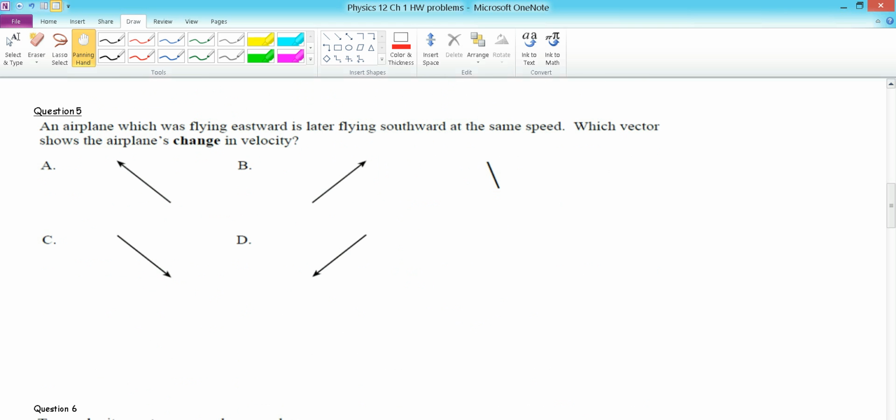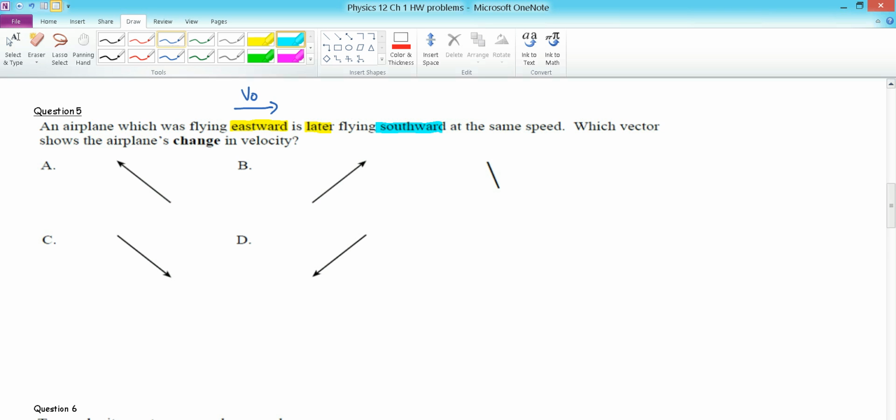An airplane which was flying eastward. All right, so eastward is going in this direction. And since that's the first piece of information that the question is giving us, we'll assume that's going to be your starting vector. And later it's flying in the southward direction at the same speed.